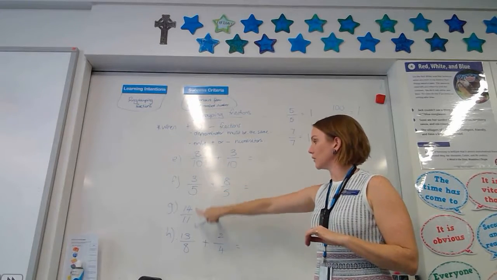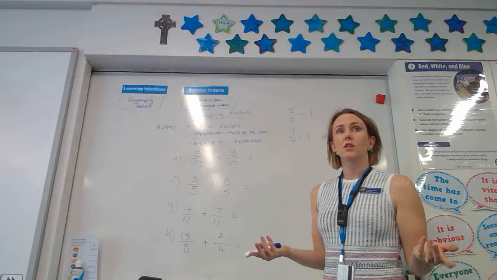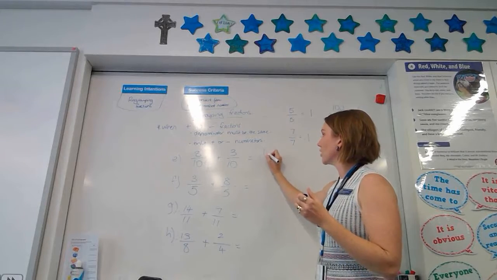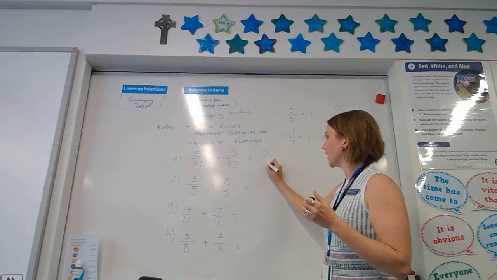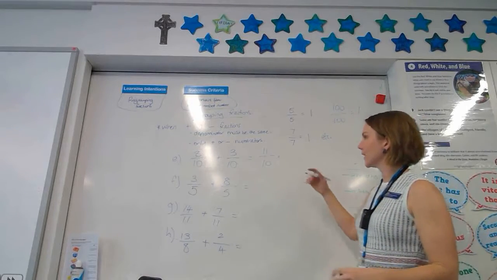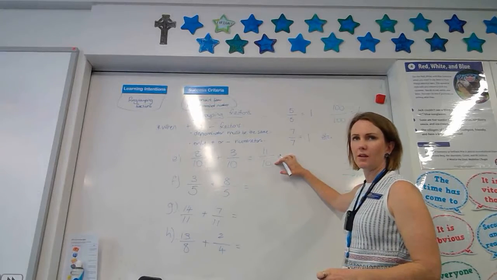Remember when we're adding or subtracting and the denominators are the same, which they are in the first 3 questions, you just add the numerators. So 8 plus 3 is 11 over what? 10. Hopefully most people got that right. Second step, you need to simplify it to a mixed number. How many times does 11 fit into 10? Once.